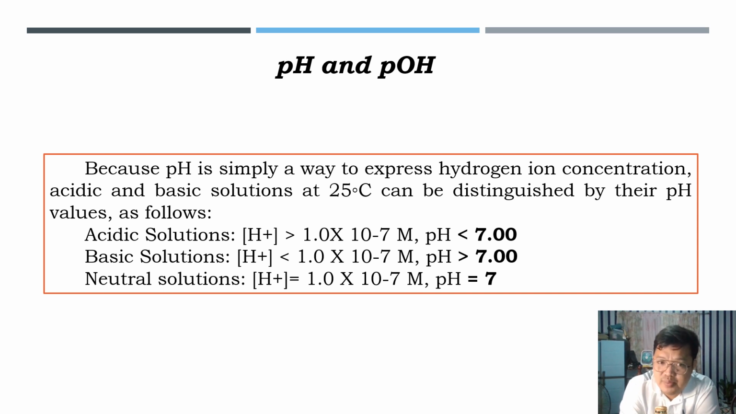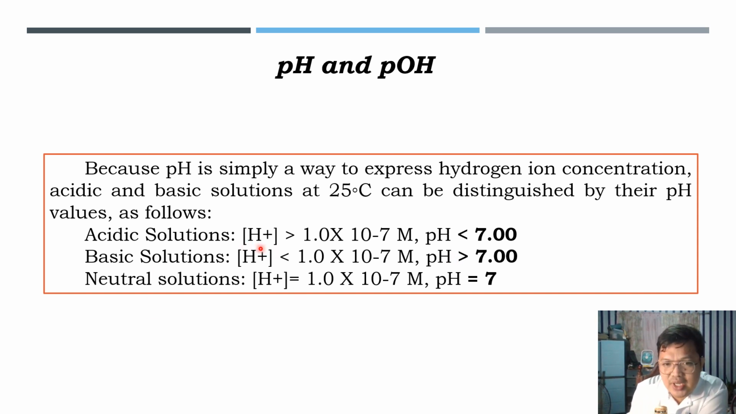Because pH is simply a way to express hydrogen ion concentration, acidic and basic solutions at 25 degrees Celsius can be distinguished by their pH values as follows. When we have an acidic solution, you can see here, the pH is less than 7.